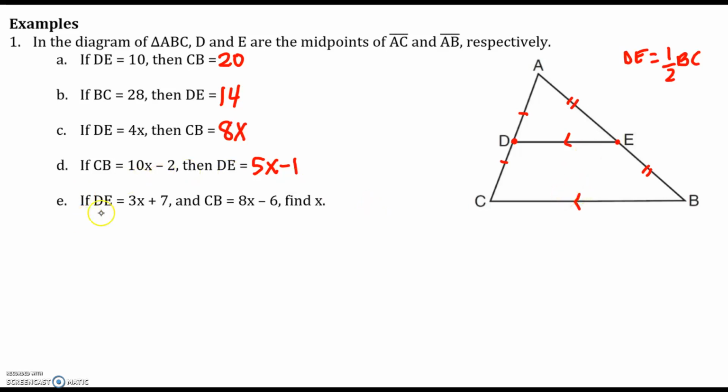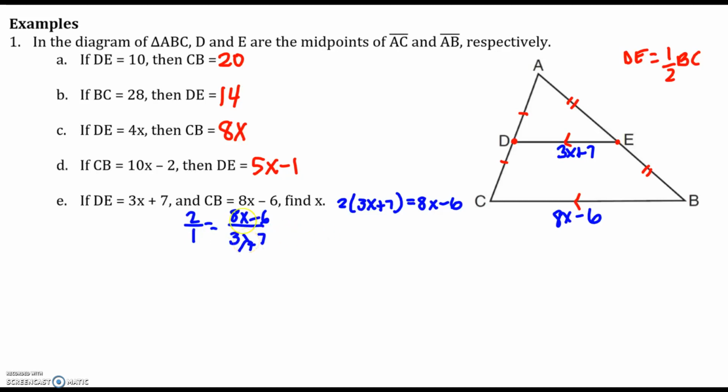So we're going to label what they tell us. DE is 3x plus 7, and CB is 8x minus 6. And we're going to set up an equation. Now, because we know DE is half of BC, you can double it, 2 times 3x plus 7, and set it equal to the larger one, 8x minus 6. And then you can solve that equation. So just like we did for our centroid, we can double the small to equal the large. You can also set up that equation as the small over large proportion, or large over small proportion, where you then cross multiply, and it helps keep straight which one gets doubled.